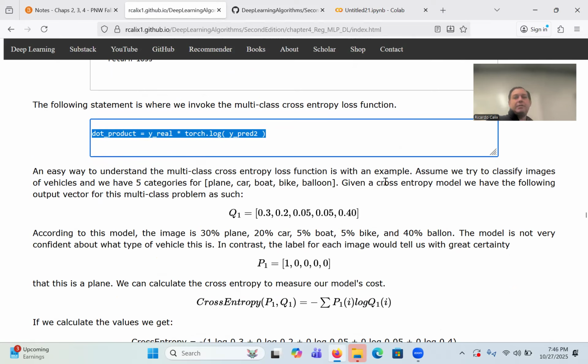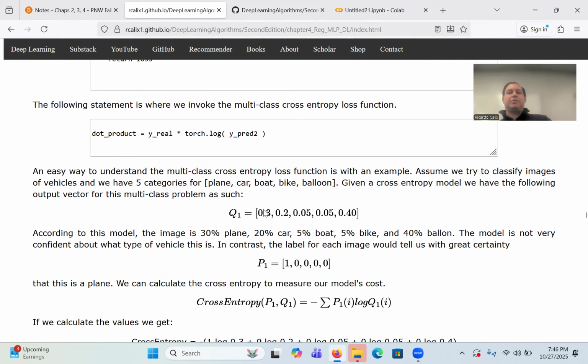We have 5 classes. Given a cross entropy model, we have the following output vector for this multi-class problem. So this is the predicted vector of the neural network, right? Do you guys remember? 0.3, 0.2, 0.05, 0.05, and 0.40. Yeah, it adds up to 1. So it's the probability distribution over the 5 classes that the model outputs. If this has gone through the softmax, this is what you get. Got it? That's the model.